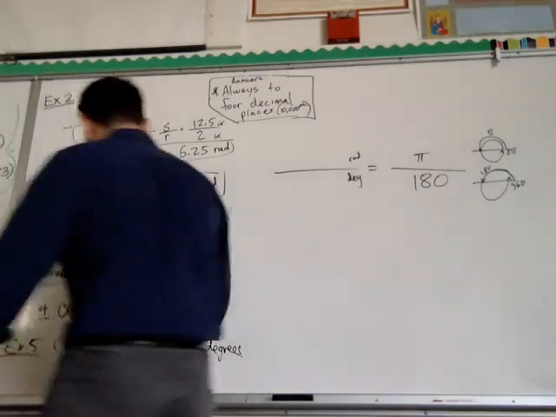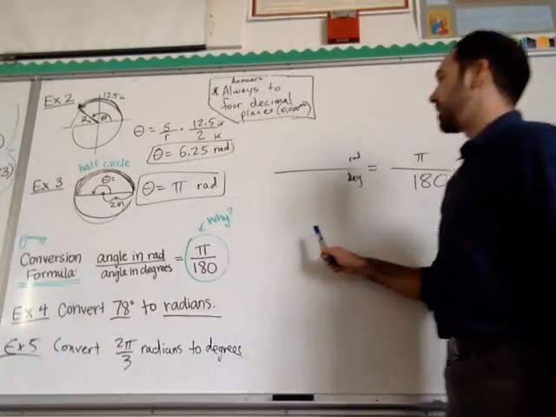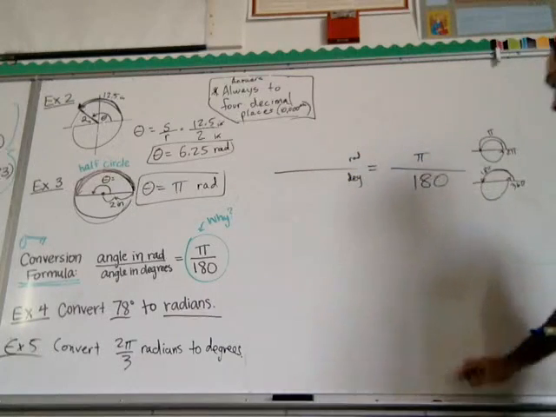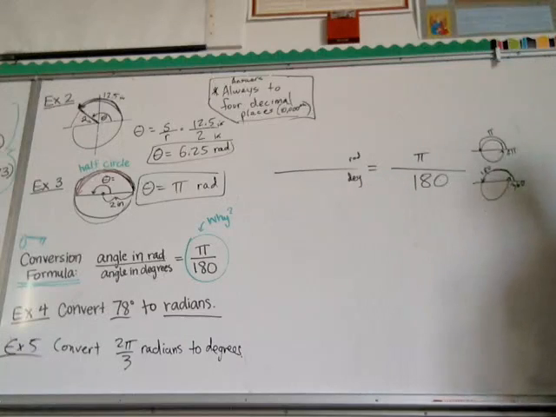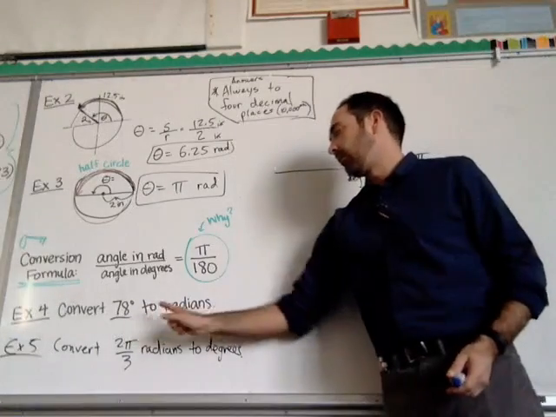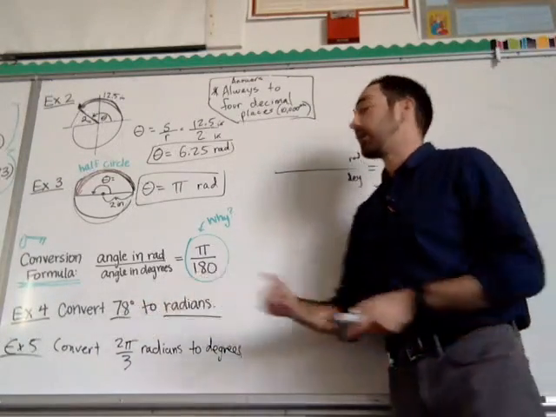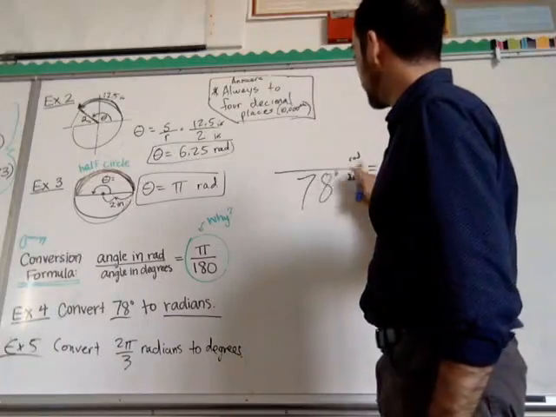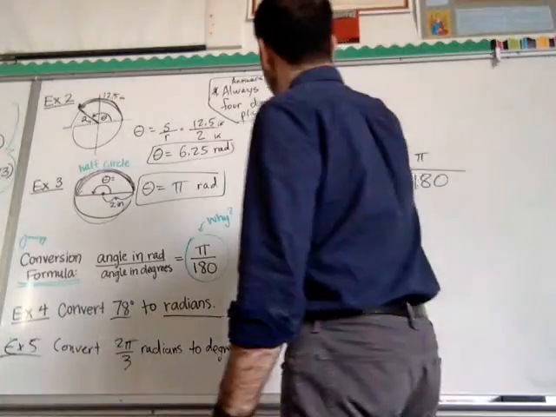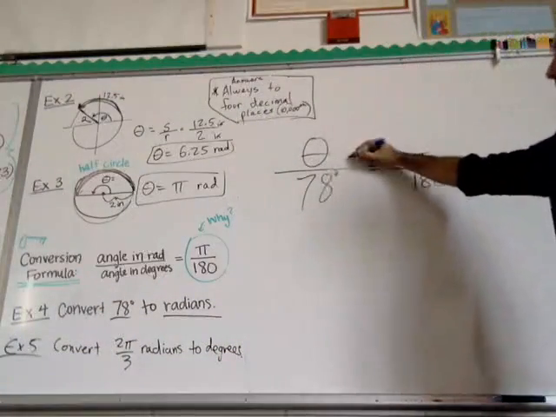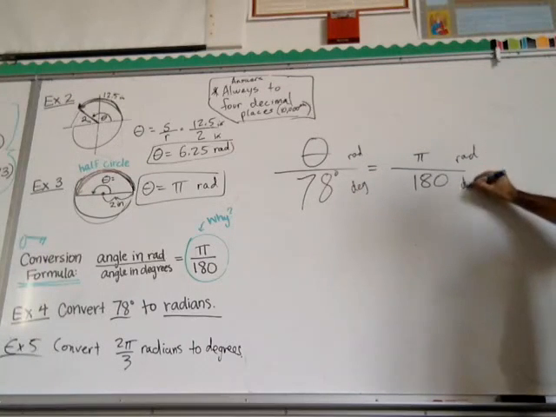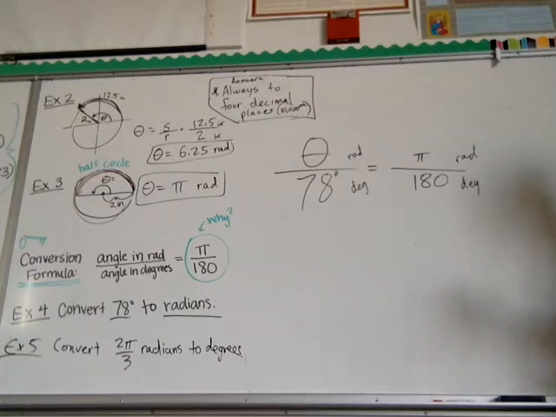So here's what I need to do. I need to convert these degrees into radians. So what should I put down here? Remember, 180 is the degrees, so everything on the bottom is degrees. I'm going to put what I don't know as radians. I do know degrees: 78 degrees. I'm converting it to radians, so I don't know that. So here is theta. Radians, degrees. Radians, degrees, right? They just have to be in the same part of the proportion.